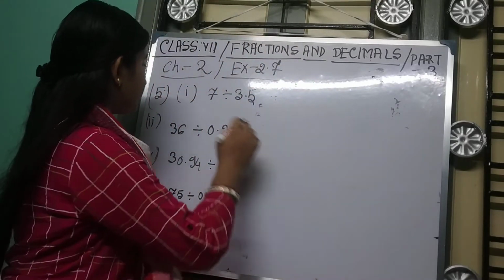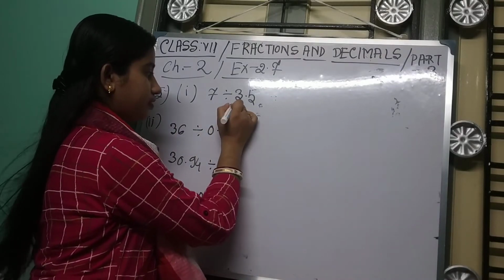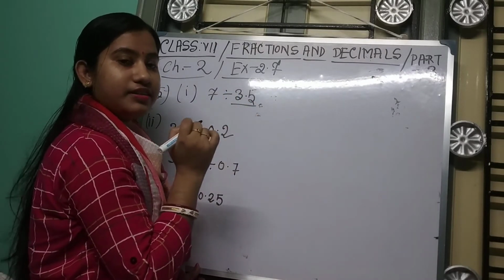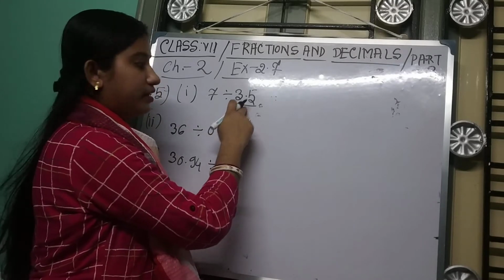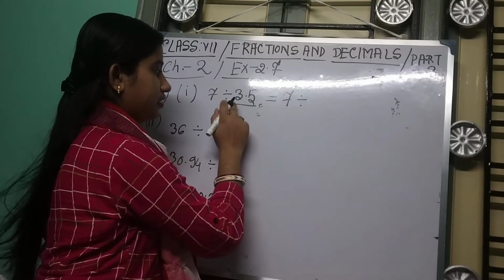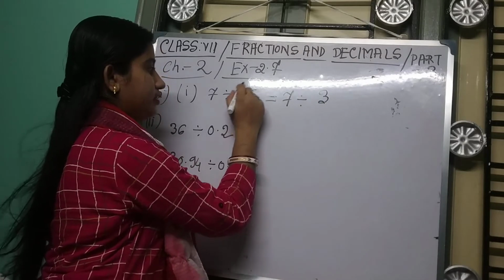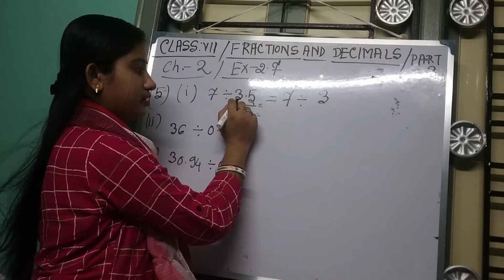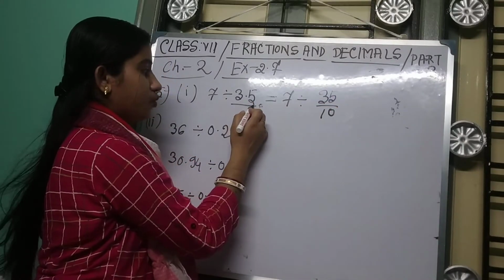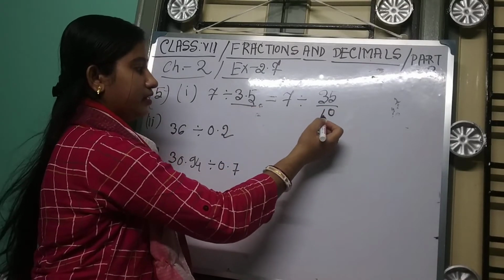We have given number 5, at first number 1: 7 divided by 3.5. This is a decimal number, so at first we should convert this decimal number into a fraction. So at first write 7 divided by 3.5. That means 35. First you write this number without the decimal, that means this is 35 divided by 10, because there is one number after the decimal. So we divide 35 by 10, then we get 3.5.